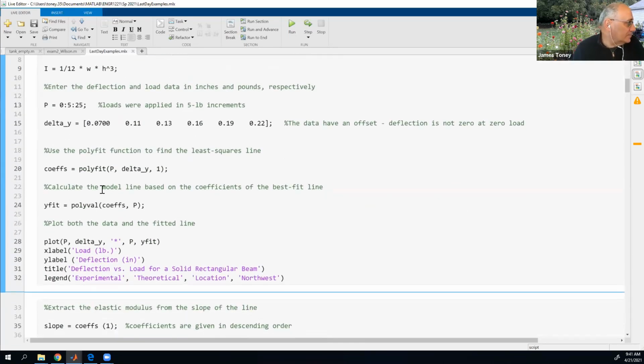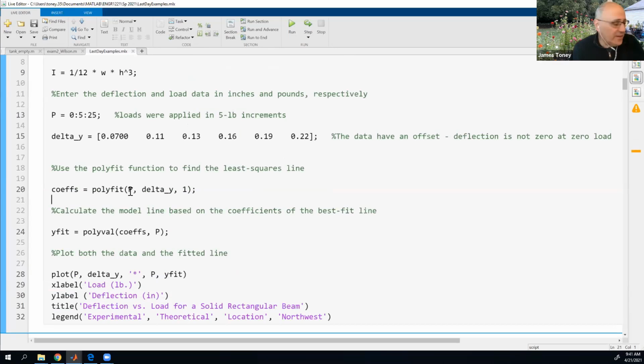All right, so how do you do that in MATLAB? You use the function polyfit. You give it 3 things: the X data, which in this case is the load, P, the Y data, delta Y, and then what order of polynomial you want. In this case, we want a straight line, so that's a first order polynomial. In the exercise, we're going to have you do a quadratic, so this will be a 2 instead of a 1. And what this will give you is the coefficients of the polynomial. So let's go ahead and run this, see what we get.